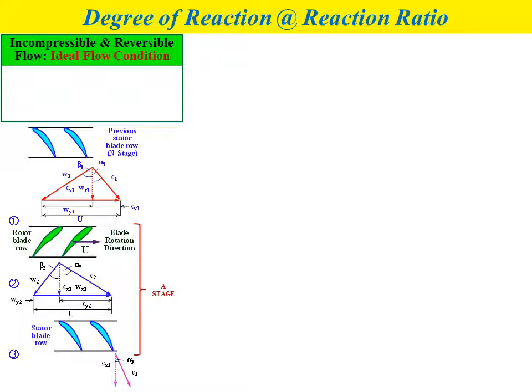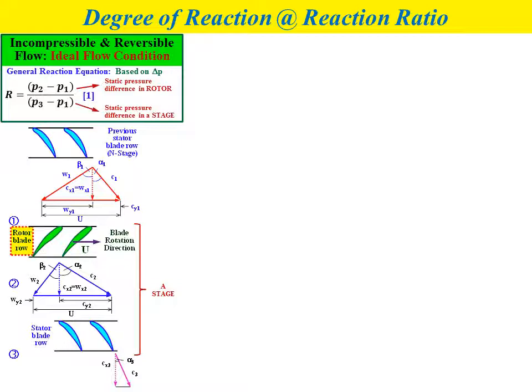Okay, for the degree of reaction formula, if we consider the ideal flow condition where we assume that the flow is incompressible and also reversible, the general reaction equation for the degree of reaction is based on the static pressure difference, represented by equation number 1, where R, degree of reaction, equals P2 minus P1 divided by P3 minus P1. P2 minus P1 represents the static pressure difference in the rotor, and P3 minus P1 represents the static pressure difference in a stage of the compressor.